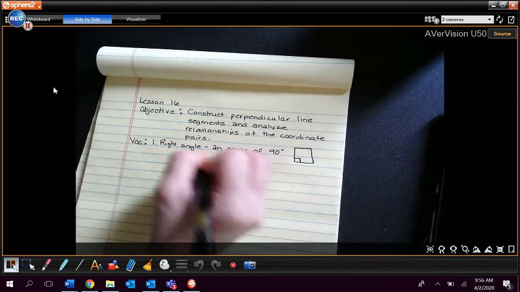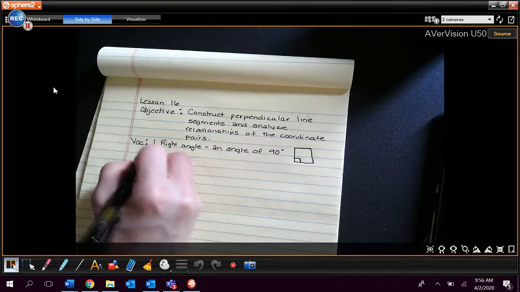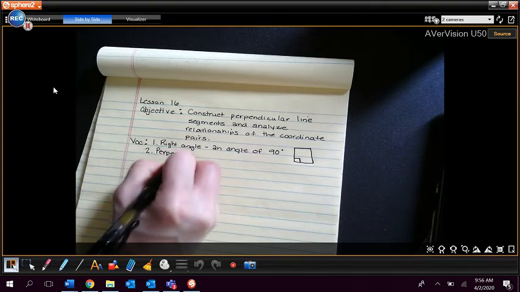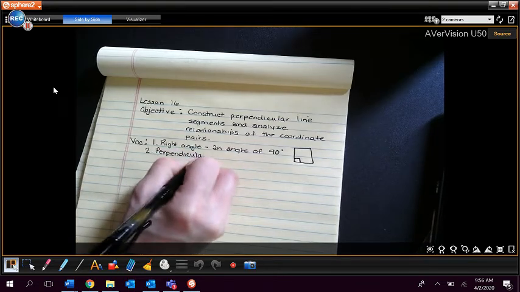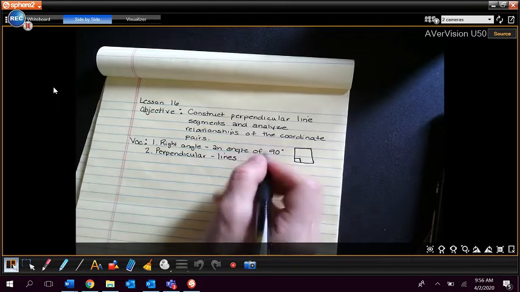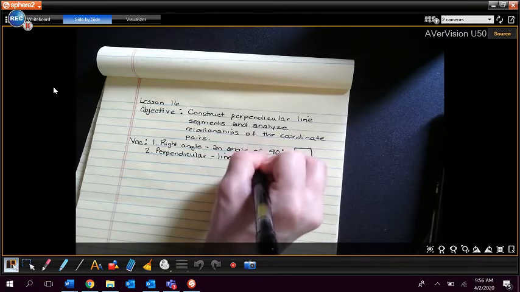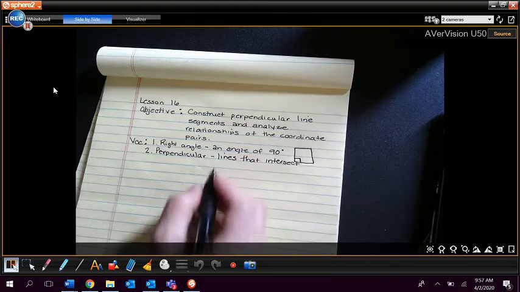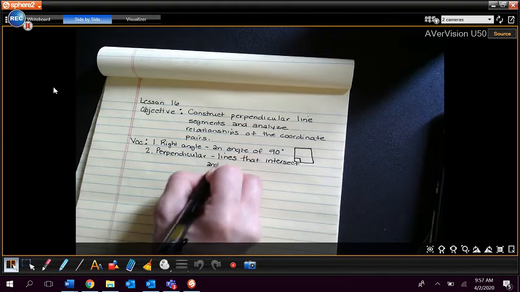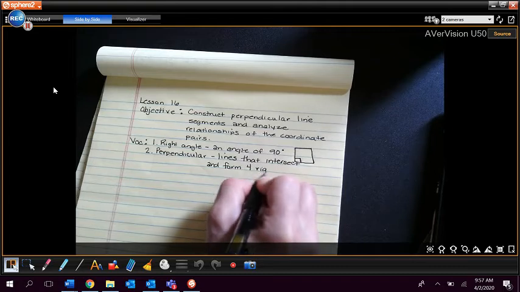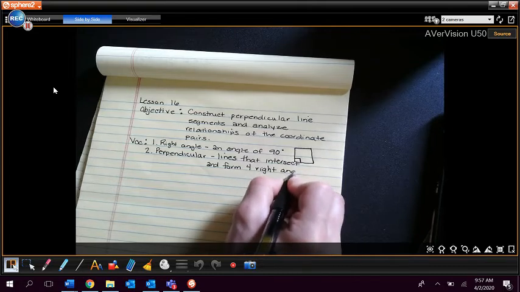And then for number 2, the same one that we've been learning, perpendicular lines. You all should know this one already: lines that intersect and form 4 right angles.